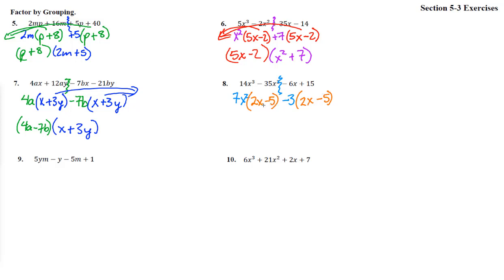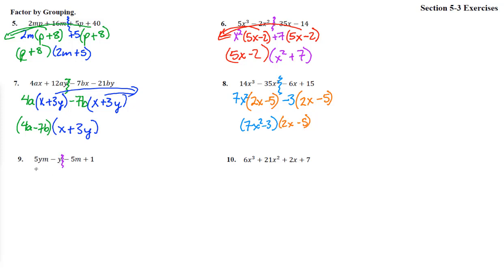And so now we pull out that 2x minus 5, and we are left with the 7x squared minus 3. Oh, good. Number 9. Let's cut this one in half.